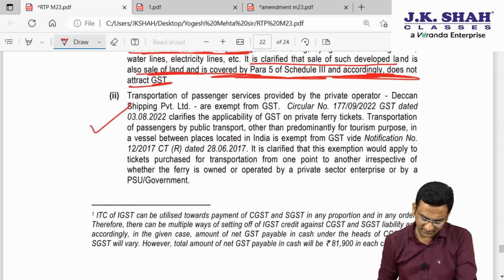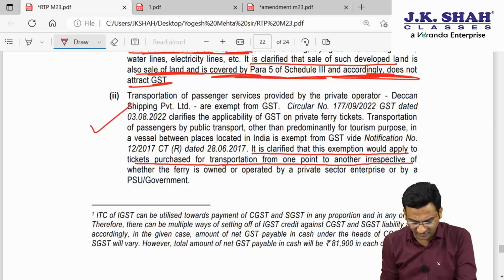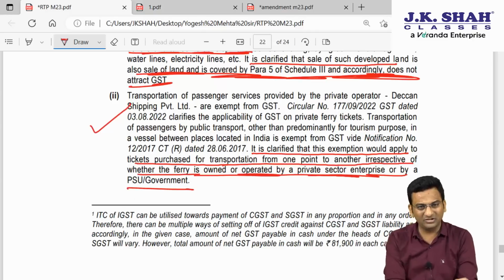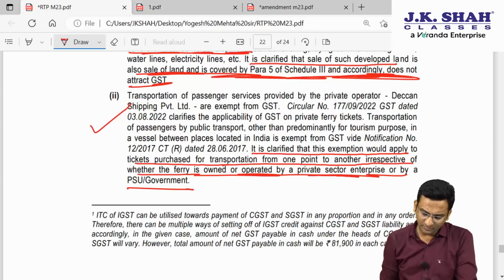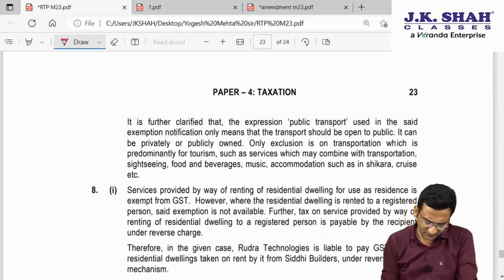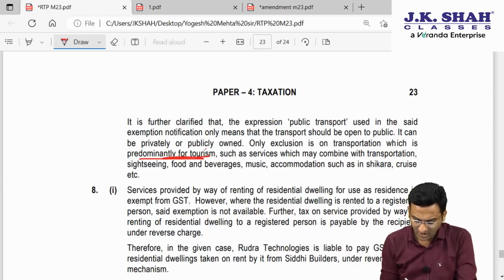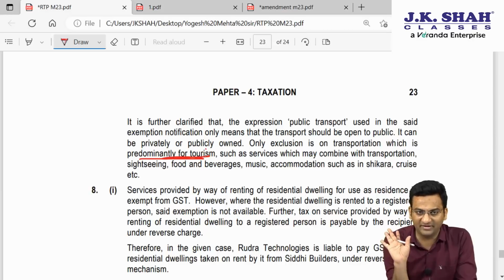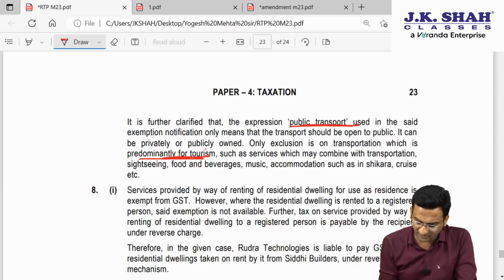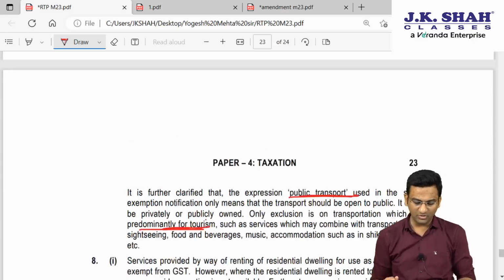Now again, it is clarified that this exemption would apply to the tickets purchased for transportation from one point to another, irrespective of whether the ferry is owned or operated by the private sector or the PSU or the government. So in short friends, both the transactions are exempted. It is further clarified that the expression public transport used in the said exemption notification only means that the transport should be open to the public. It can be privately or publicly owned. The only exclusion is on transportation which is predominantly for tourism purposes. If it is for tourism purposes, then it will be taxable. Otherwise, it will be treated as public transport, then it will be exempted, friends. And in the given question, it will be exempted.